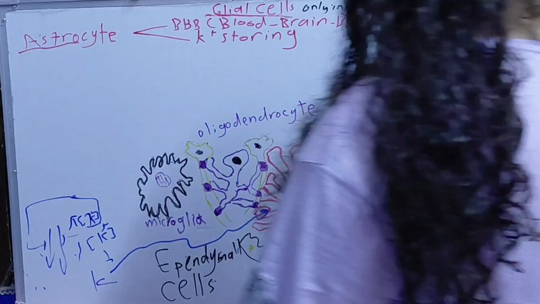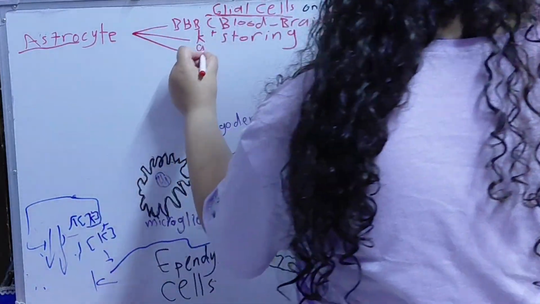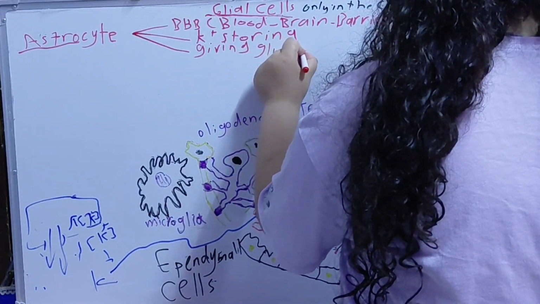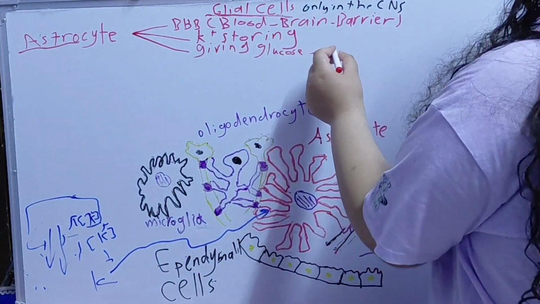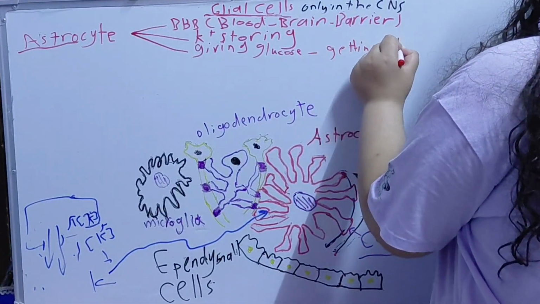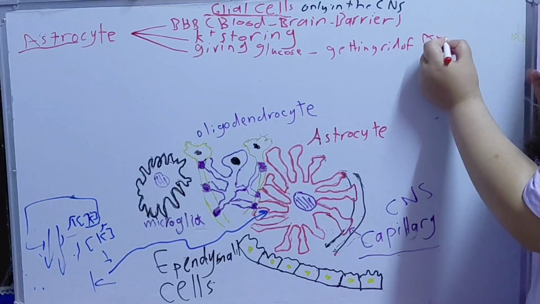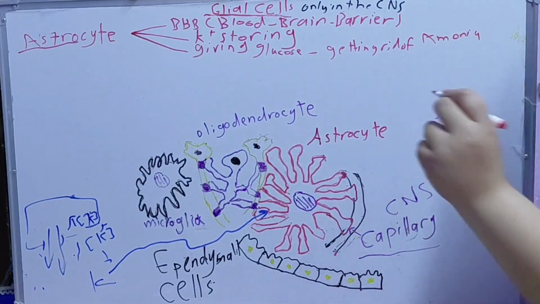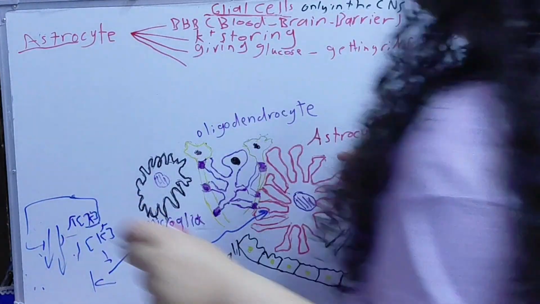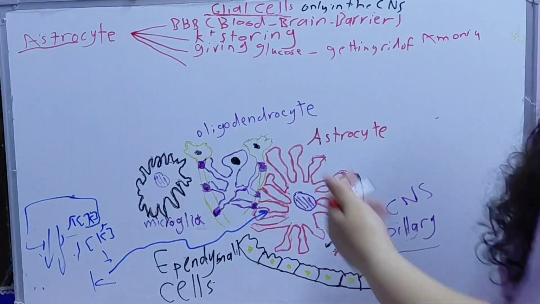The second or the third function, I think, is giving glucose and getting rid of the metabolic waste product like ammonia. And then we have the last function we'll talk about. Actually, there are much more functions, but those are the basic ones that you need to know.